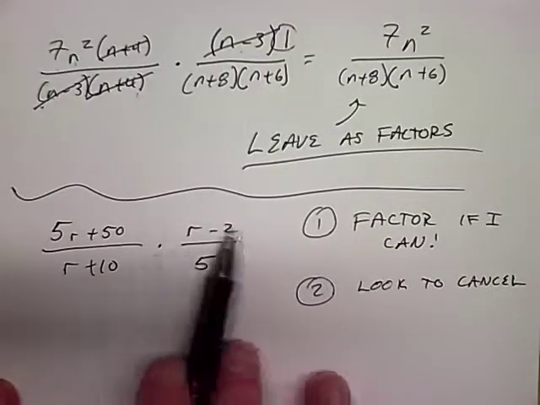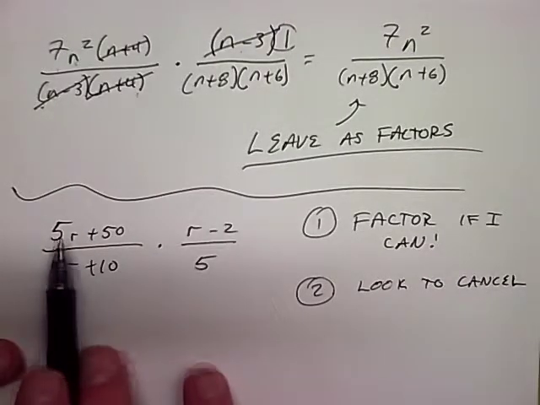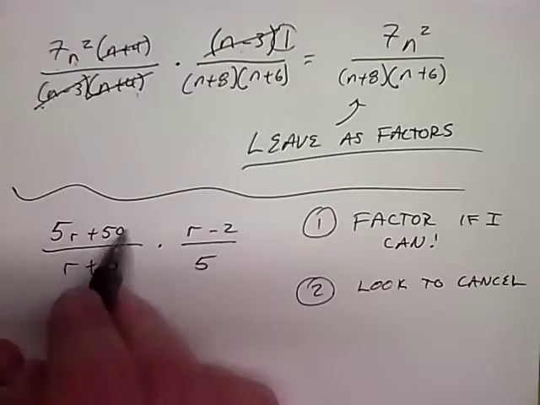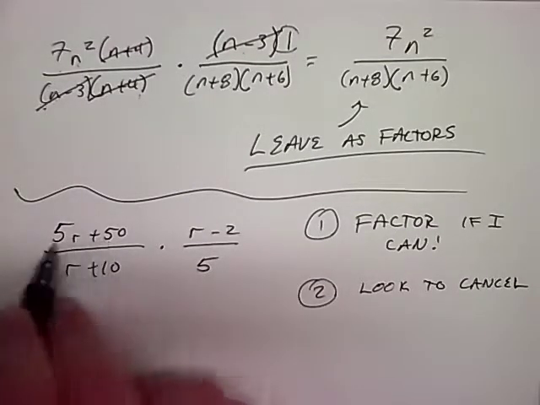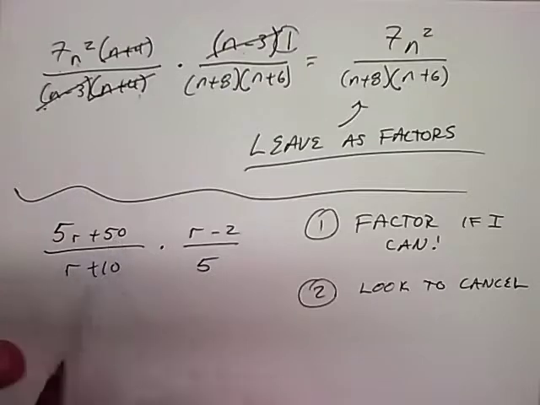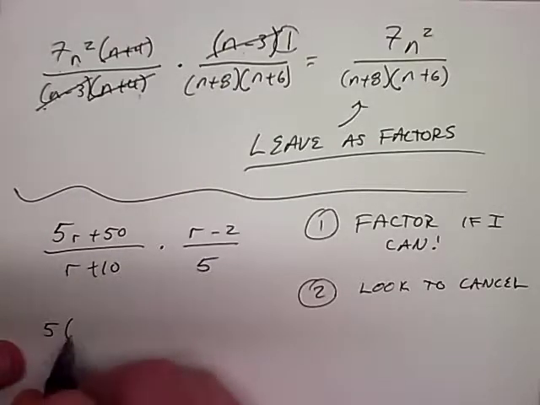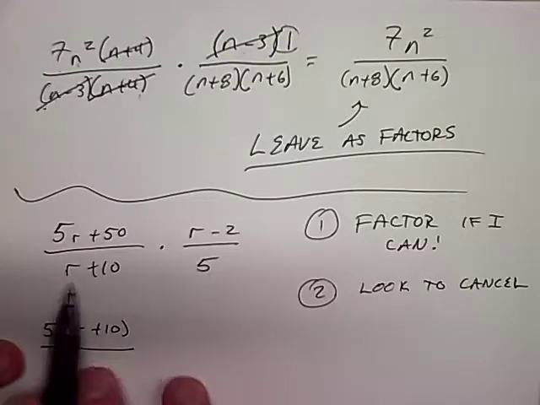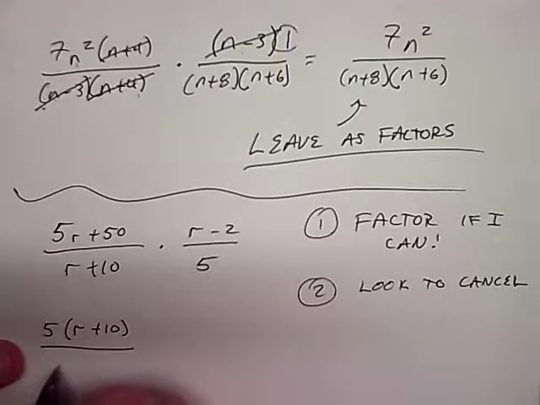All right, so when I'm looking here, 5r plus 50, I could get a greatest common factor out of that, right? They both, 5 goes into 5r and 50, so I pull a 5 out, I'll be left with r plus 10. And the denominator, r plus 10, there's no greatest common factor there, so I'm left with r plus 10.